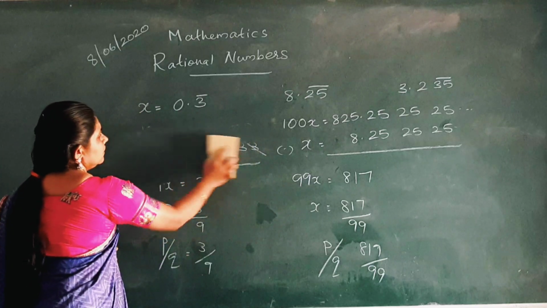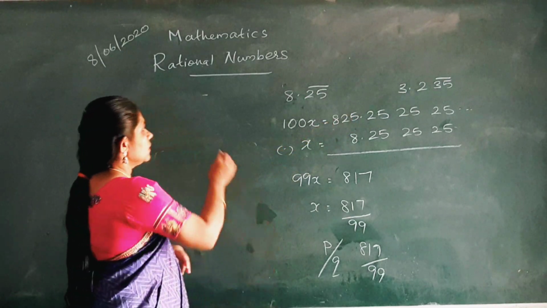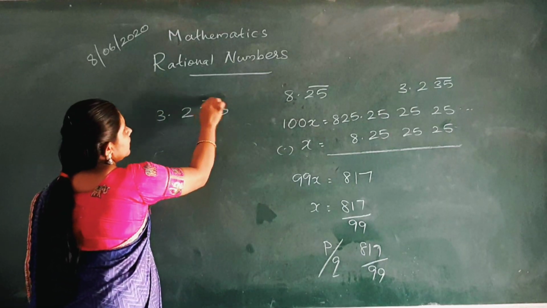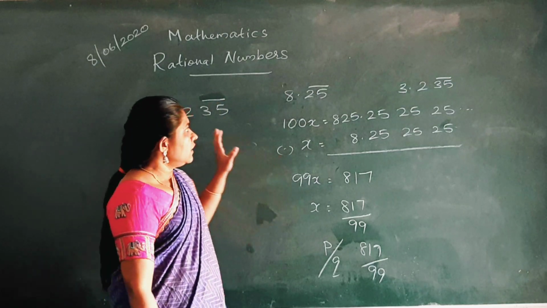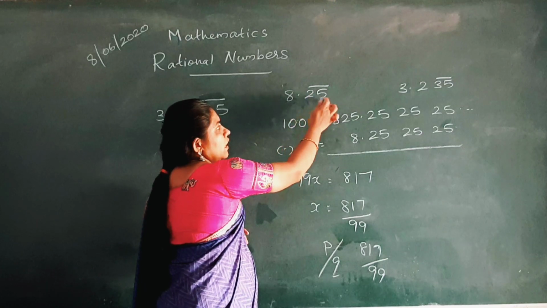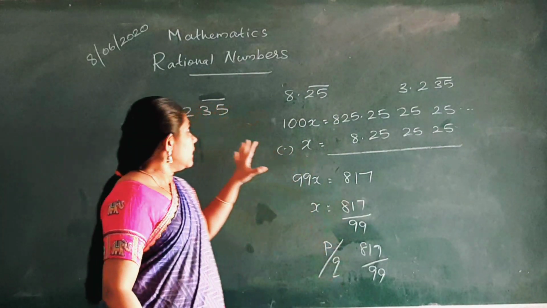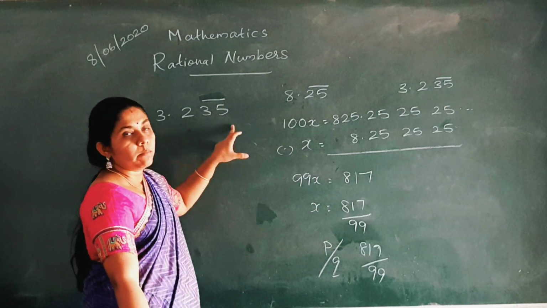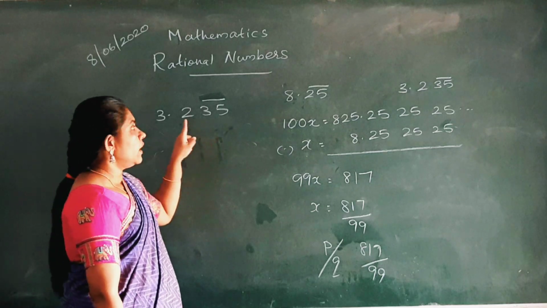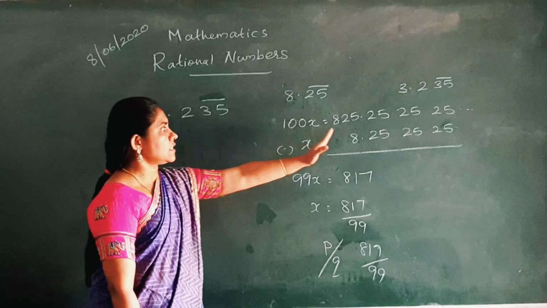Now the last case. I am writing it here: 3.235, where 3 and 5 are repeating. See the difference between this and the previous one. In the previous case, after the point there are two numbers and both are repeating. Here, after the point there are three numbers; out of these three, two are repeating and one is not repeating. This is the difference in the methods, the different cases.